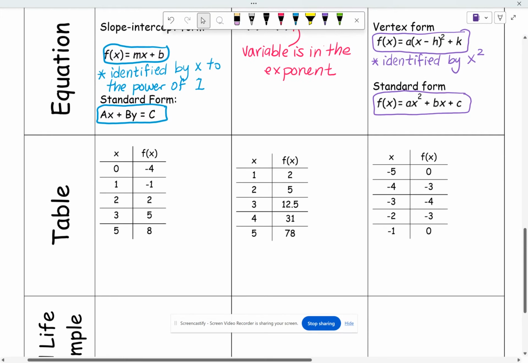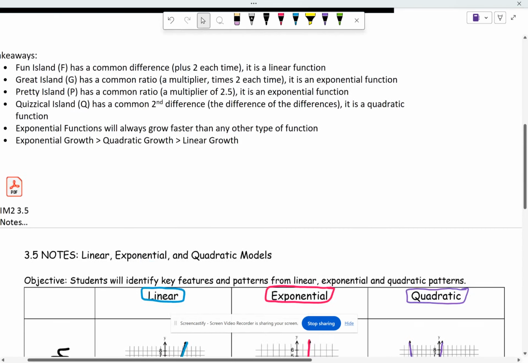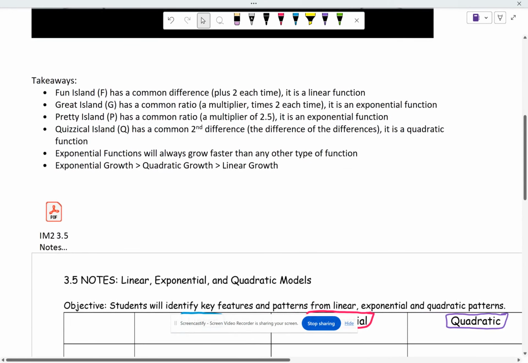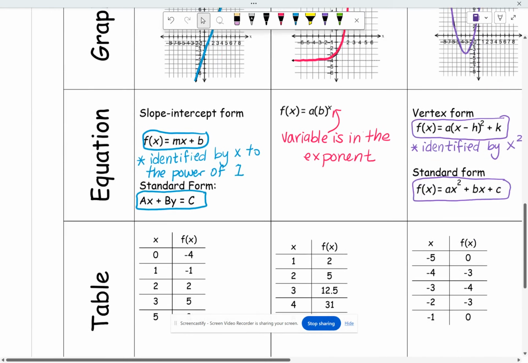Okay, so now let's look at tables. In my experience, tables are the hardest part. Okay, so it talked about in the video, and I wrote it down here above, that if I have a common difference, it's a linear function. If I have a common ratio, it's an exponential function. And if I have a common second difference, it's a quadratic. And that's the information that we're going to use right down here.